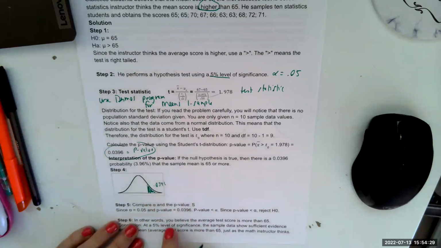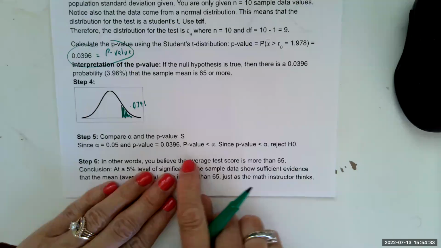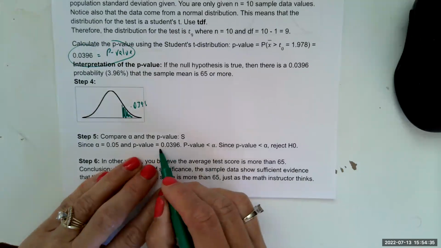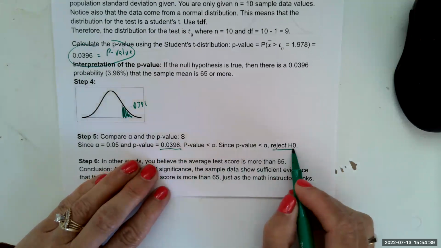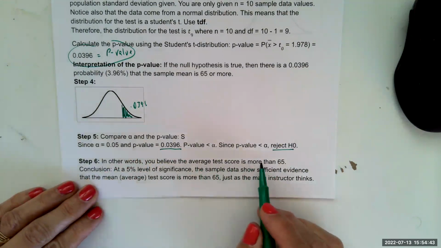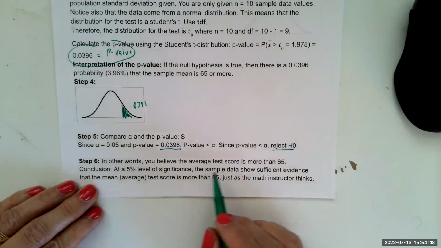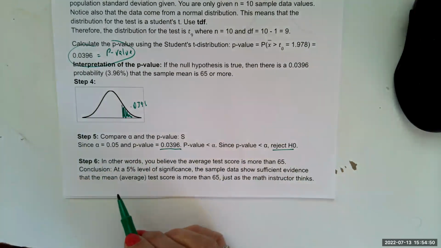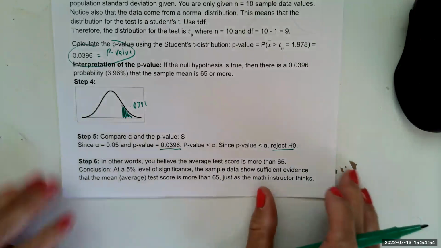0.0396. And step 5 is going to compare the p-value to the alpha. So the p-value is definitely less than 0.05. So we do reject H0. In other words, you believe that the average test score is more than 65. So at a 5% level of significance, the sample data shows sufficient evidence that the mean average test score is more than 65, just as the math instructor thinks.